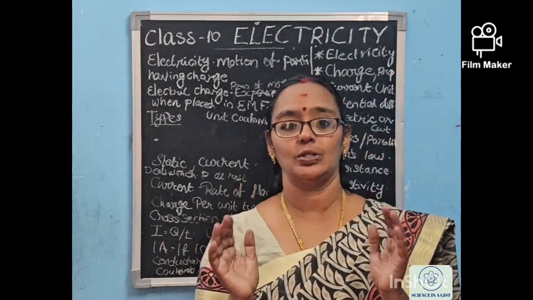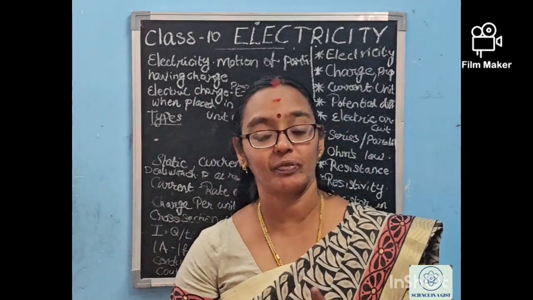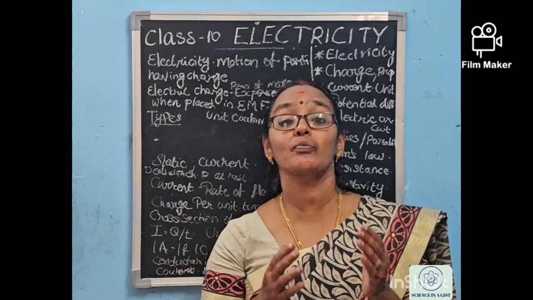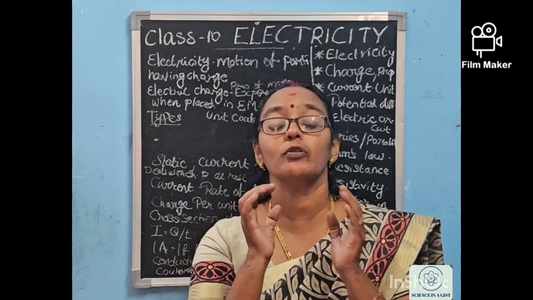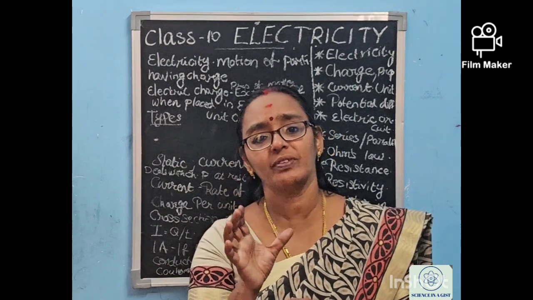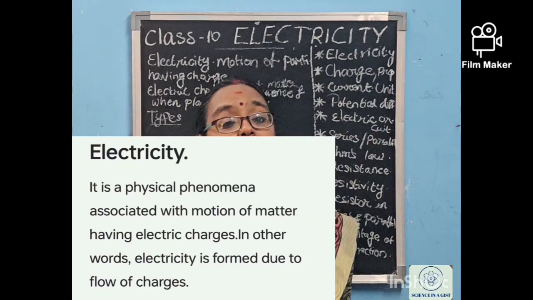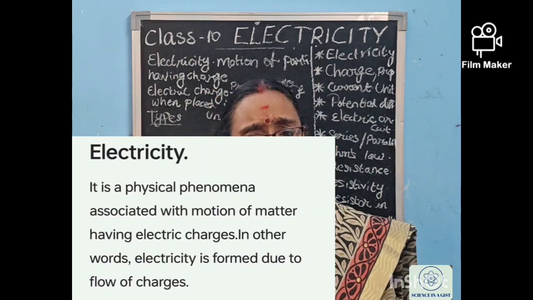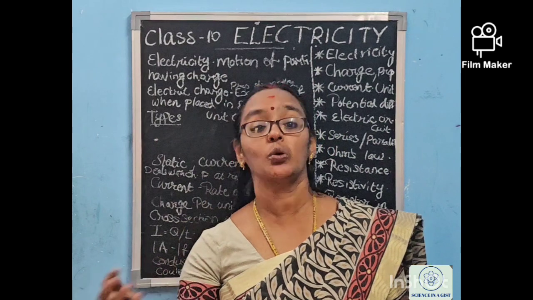Electricity. What do you understand by the term electricity? Electricity is also a source of energy. And how is the source of energy forming? Do you know? It is because of the movement of the particles which are having charge. By the motion of the charged particles, electricity is generated. This electricity is used in various fields. In almost all fields, electricity is used more than any other source of energy.